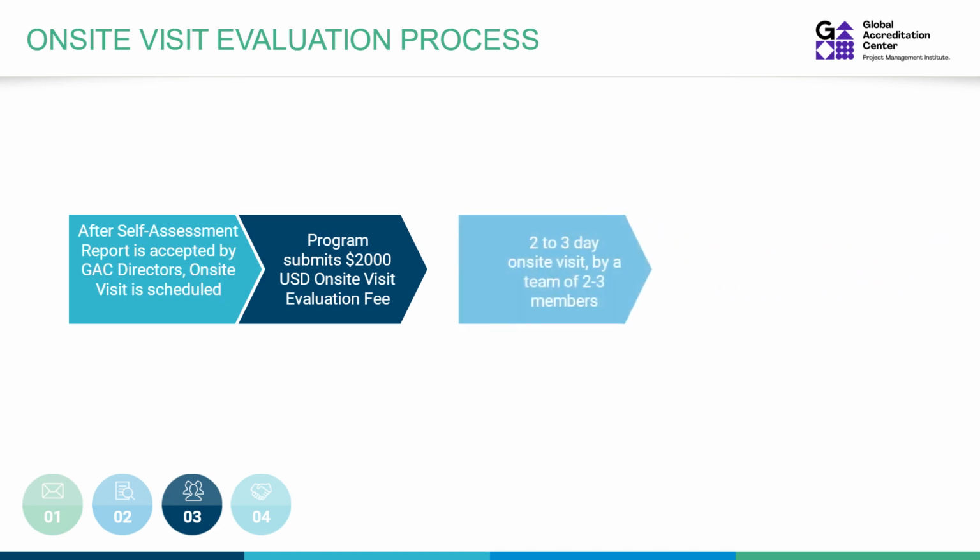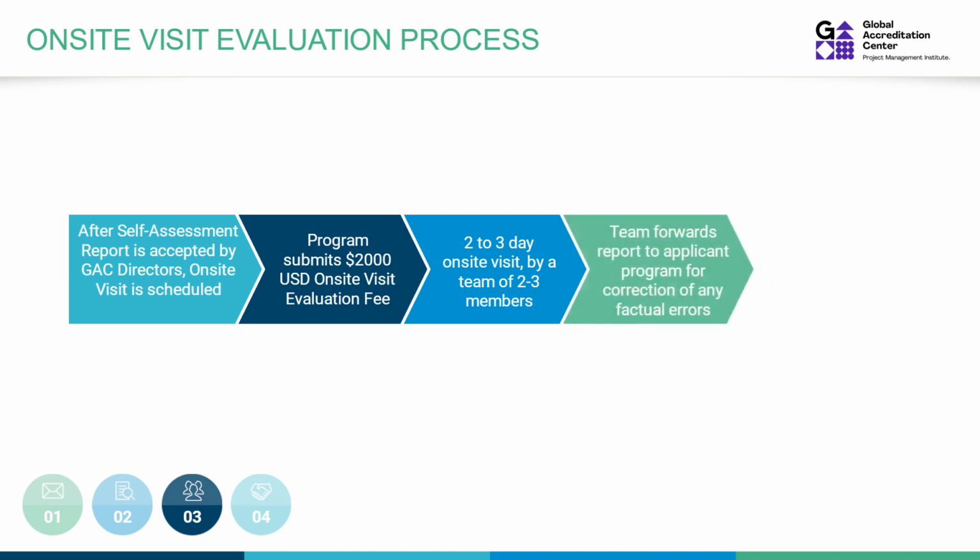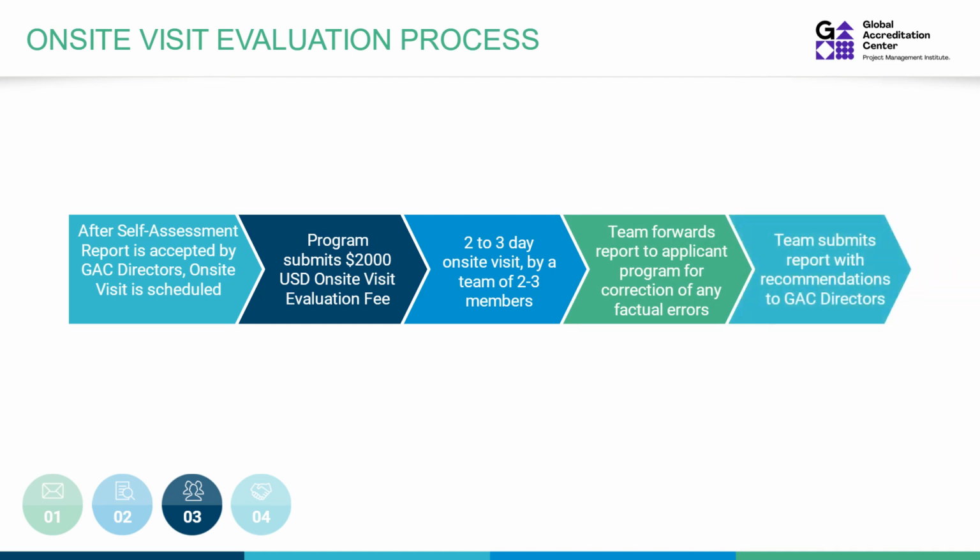Next, a team of 2 to 3 volunteer project management faculty and practitioners visits the campus where the applicant program is offered and verifies the findings from the self-assessment report. Once the on-site visit is completed, an on-site visit report is presented to the applicant program for verification. Finally, the on-site visit report and recommendation is forwarded to the GAC directors for review and decision.